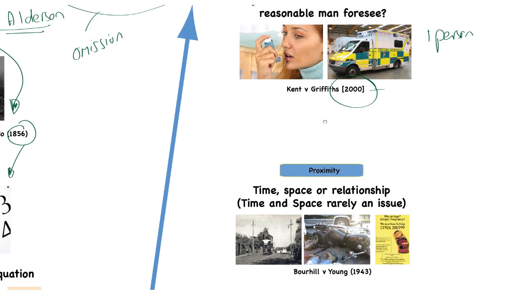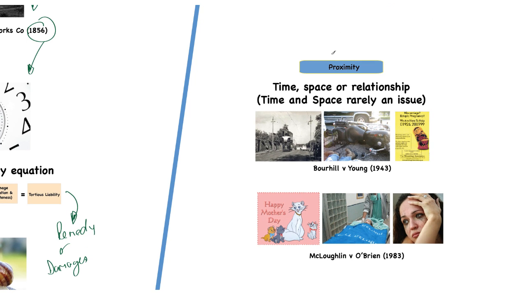The second stage of our test is proximity. Proximity is related to foreseeability. I've just said to you that in that previous case, the court decided that there was only one person who would foreseeably suffer. It was important in establishing necessary proximity. So proximity is related to foreseeability, and it means closeness.